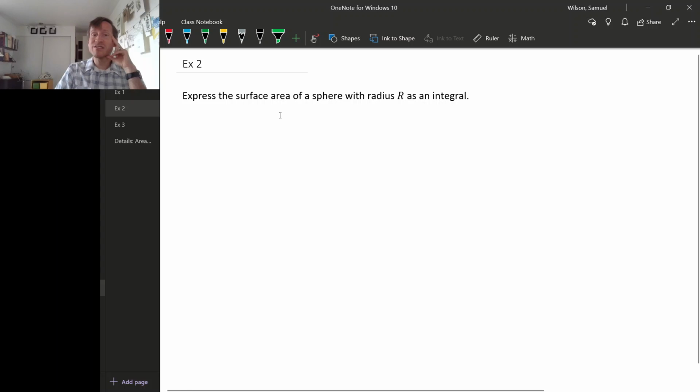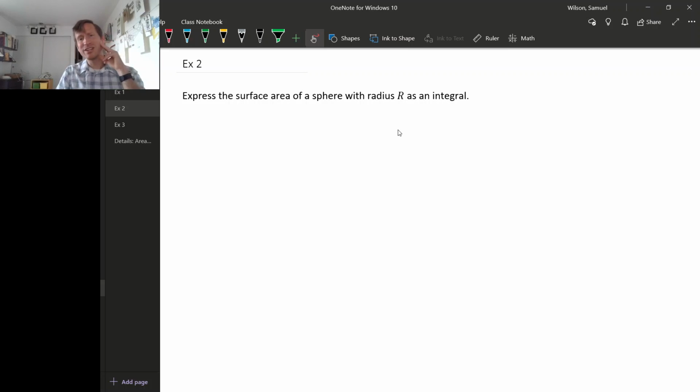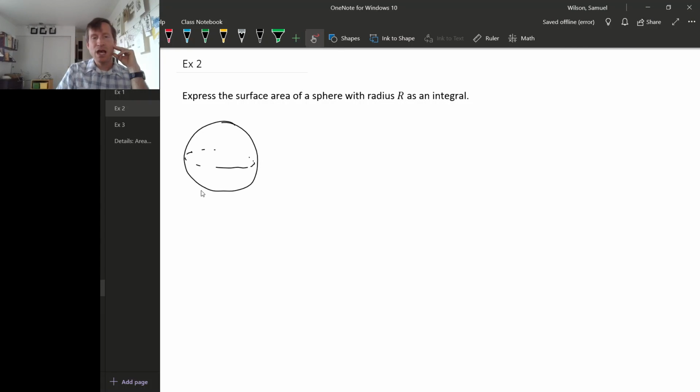So let's express the surface area of a sphere with radius capital R as an integral. So you might know a surface area formula for a sphere, but we're actually going to see if we can write down a formula, or an integral, that might produce that area formula. So here's a sphere, right? And a sphere is a surface of rotation.